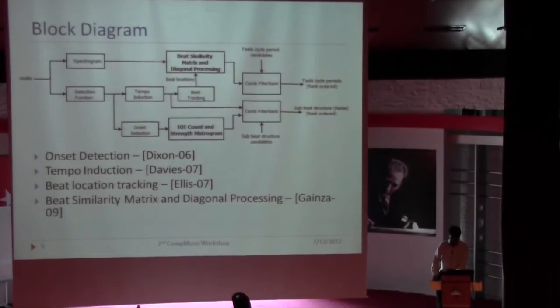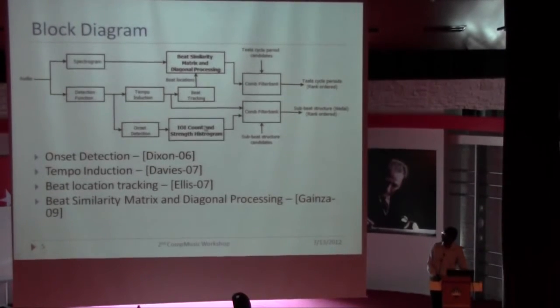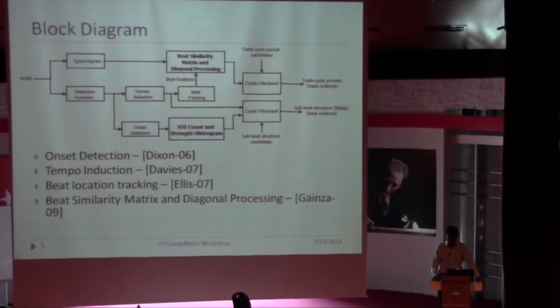On the other side, we have an onset detector, with which we plot an IOI histogram, which is the inter-onset interval histogram, which can further be used to test a hypothesis on the subbeat structure candidates, and they're rank ordered again. Some of the algorithms which can be used for onset detection, tempo induction and beat location tracking are pretty state-of-the-art methodologies for Western music, and they have been modified a little to suit our needs here.